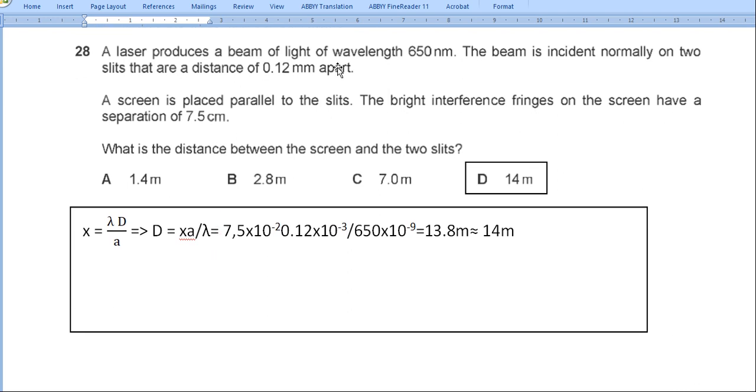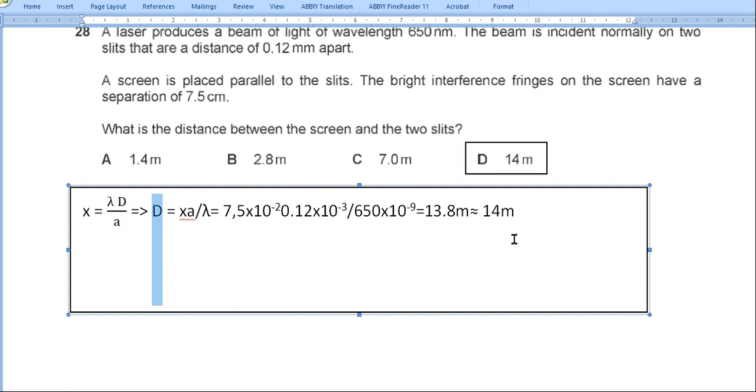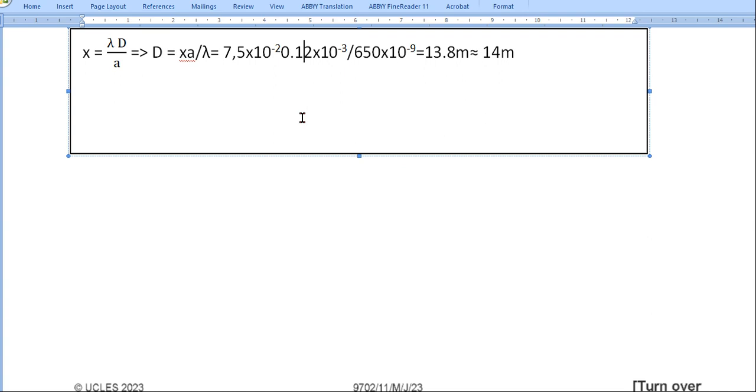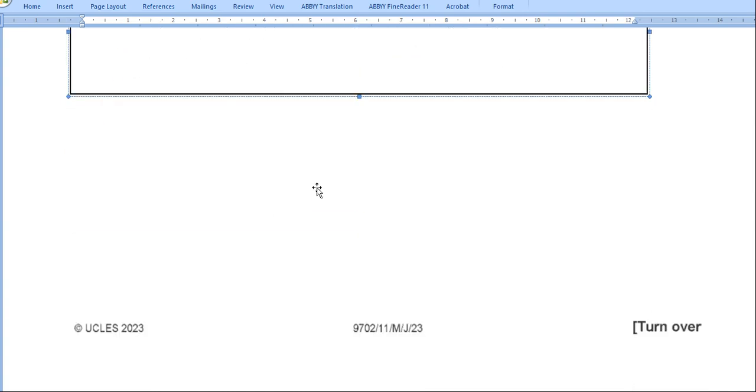A laser produces a beam of light. The beam is incident normally on two slits that are a certain distance apart. A screen is placed parallel to the slits. The bright interference fringes on the screen have a separation of 0.70. What is the distance between the screen and the two slits? So this is very simple. Here we have the formula for distance between fringes. We rewrite this formula for distance between screen and slits, and we get 14 meters. So all calculations are shown.